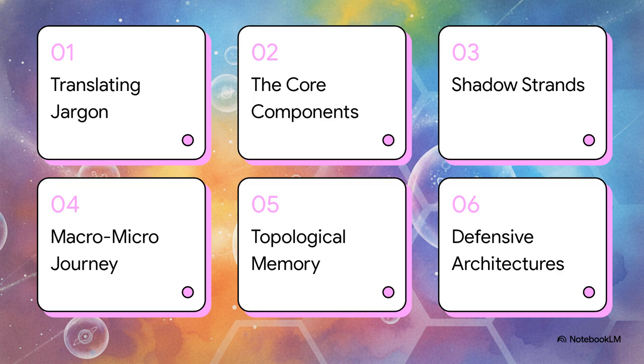So, here is our roadmap for today. We'll be hitting 1. Translating quantum jargon, 2. The core components, 3. Shadow strands and rendering, 4. The macro-micro journey, 5. Topological memory, and finally 6. Defensive architectures. Let's get right to it.